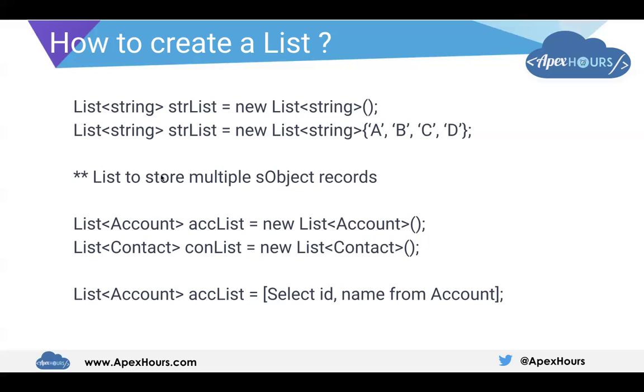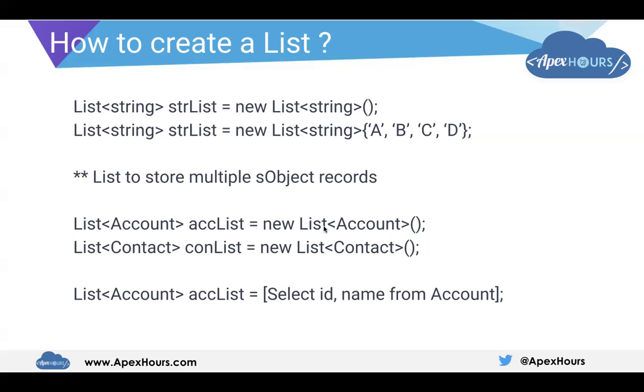We can also store multiple types of sObject records. Lists are not meant to store only strings or only integers or only booleans. A list can also have sObject records. If you want to create a list which can store account records or, let's say, contact records, then you have to mention it here in the data type. List of account, this is the name, ACC list, equals to new list of account.